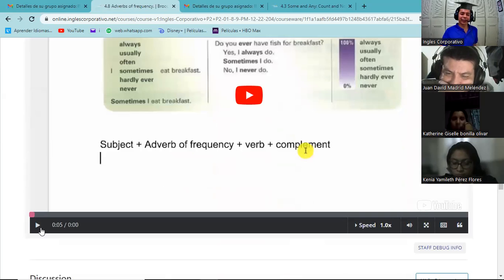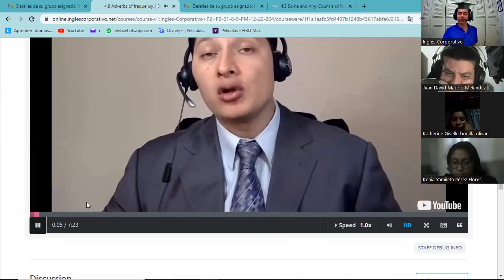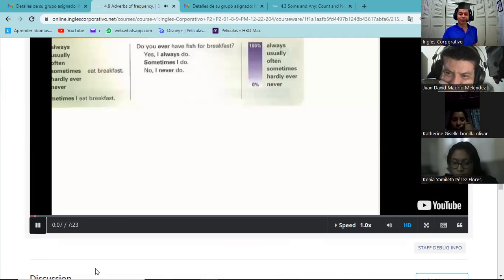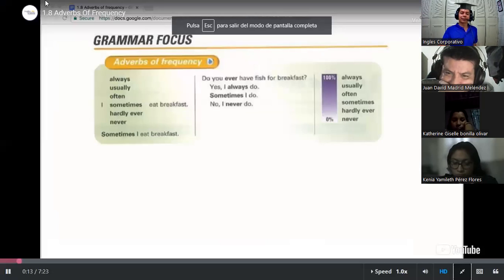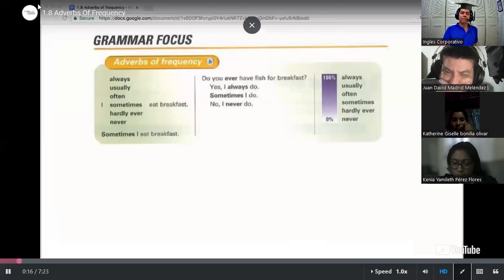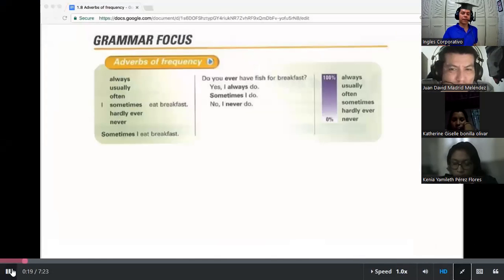When talking about food. Let's get started by analyzing the examples on the chart. Adverbs of frequency. I always eat breakfast. I usually eat breakfast. I often eat breakfast. I sometimes eat breakfast. I hardly ever eat breakfast. I never eat breakfast. Sometimes I eat breakfast.